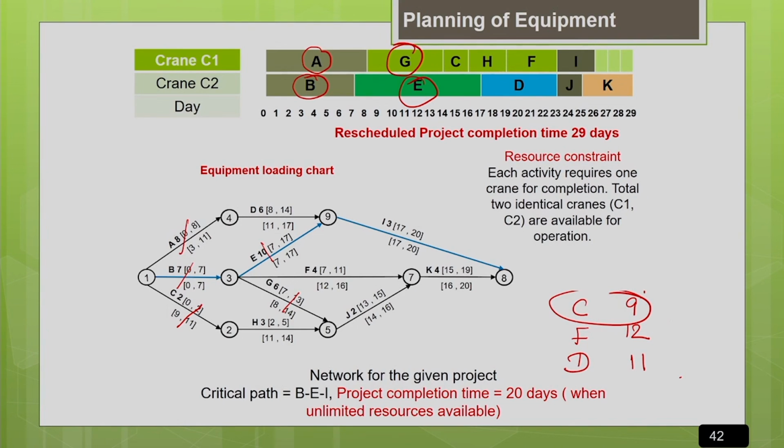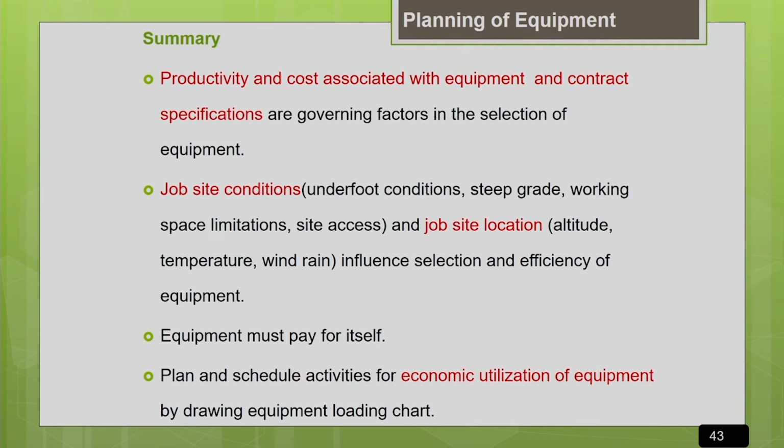So now you can see that because of rescheduling of activities, the revised project completion time is 29 days. Earlier, without considering the resource constraint, the project completion time was 20 days, now it is 29 days. So whenever there is a resource constraint, obviously there will be a delay in the project completion time, but we should try our level best to make the allocation to the critical activities first, so that the project delay is not very significant. So with this, we are coming towards the end of this lecture.